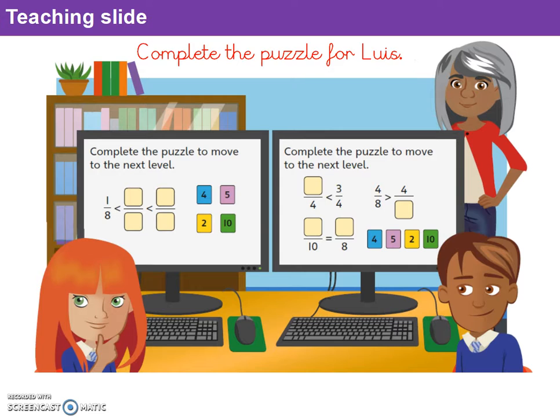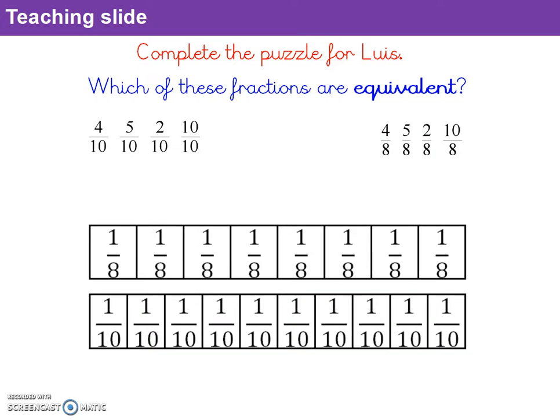So I know that some tenths are going to be exactly the same as some eighths. And looking at the number cards that Lewis has, he's got a 4, 5, 2 and 10. So these are all the fractions that I can make out of those 4 numbers using the tenths and the eighths. So we can see we've got 4 tenths, 5 tenths, 2 tenths and 10 tenths. And we've got 4 eighths, 5 eighths, 2 eighths and 10 eighths. And now I'm going to be looking at which of those are equivalent, because we've got our equals, so they're going to be exactly the same size.